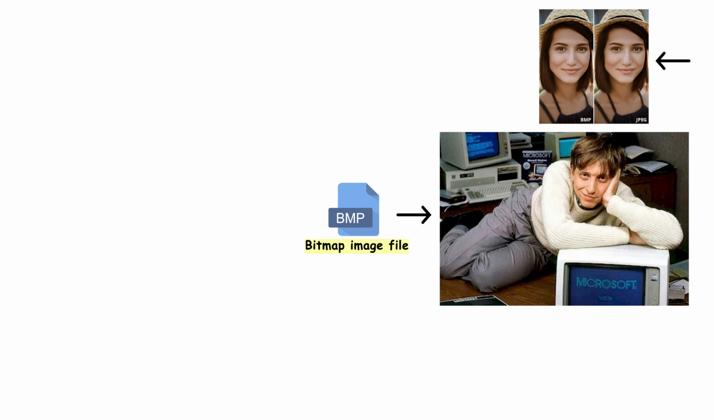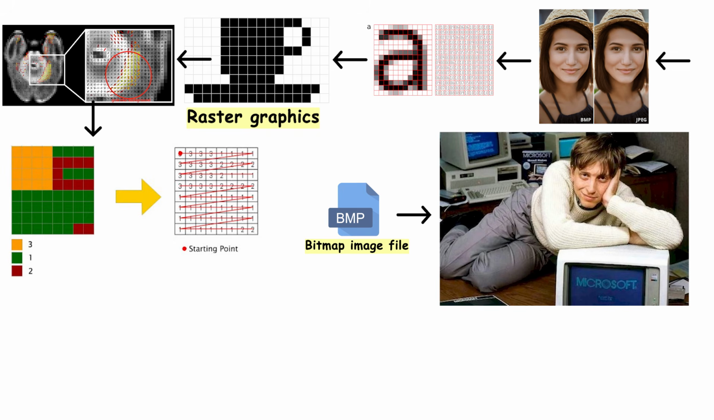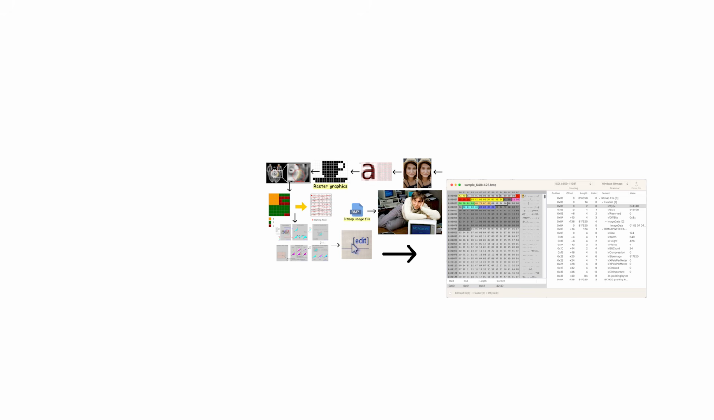This format stores images as raw, uncompressed grids of pixels, what we call raster graphics. Each pixel gets its own color value, and nothing gets thrown away. No compression tricks, no smart algorithms, just pure pixel data stacked into a file. This means BMP files are massive, but they're also dead simple.